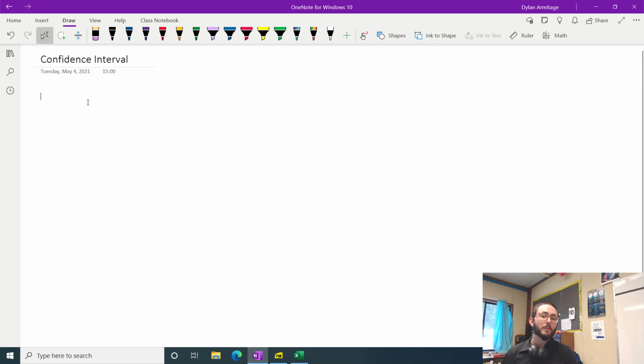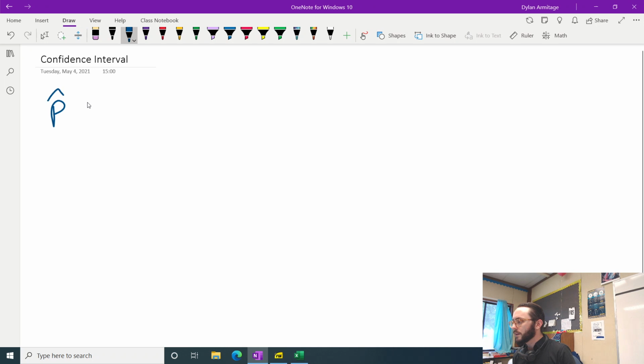So often we talk about the 95% confidence level, and a confidence interval based on 95% would say that we are 95% confident that the population proportion, in this case, is in this range, is between these two numbers.